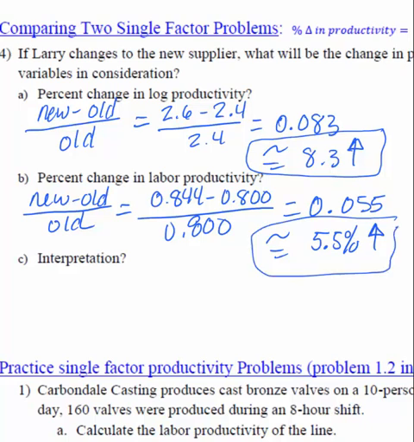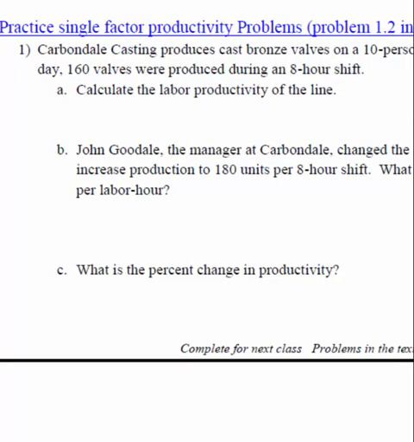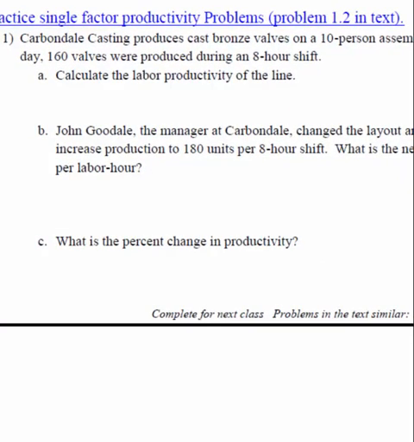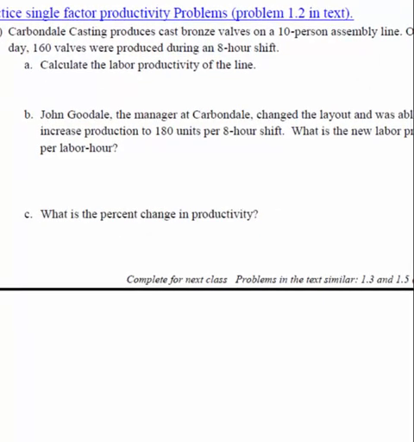Now, if you want to hang on just a little bit longer, I'll go through and work this problem, homework problem 1.2, down here for you, which is actually a problem from the textbook that I just put on here, just as a practice problem for class. So we'll go ahead and read this. Carbondale Casting produces cast bronze valves on a 10-person assembly line per day, and he makes 160 valves in an 8-hour shift. So we want to calculate the labor productivity of the line.